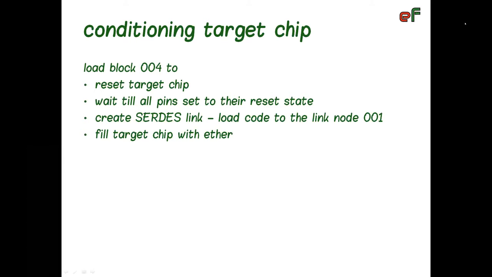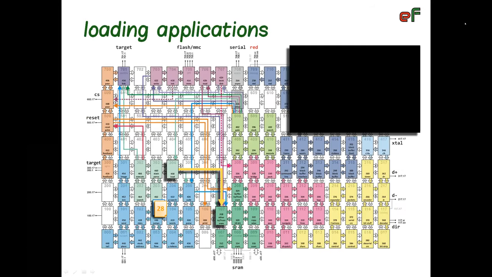Block number 4 contains a special code that conditions the target chip. It resets the chip and waits till all pins settle to their reset state. Then it creates a service link between host and target by loading code into link node 001 of the target chip. And finally, it fills the rest of the target chip with ether. For the sake of simplicity, we'll skip details of block 4. Instead, we will assume we've just loaded it so that the target chip is ready and we are about to unnest back to block 20.